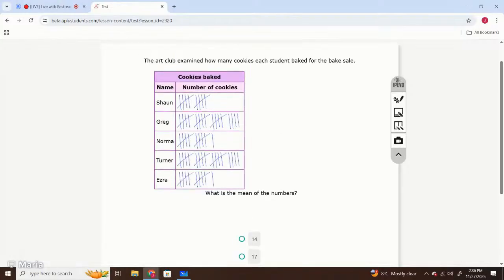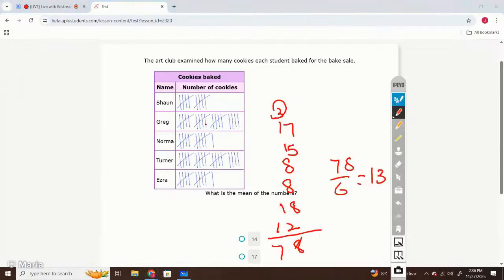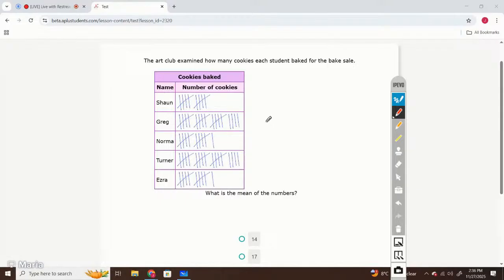The art lab examined how many cookies each baked for the bake sale. What is the mean of the numbers? 5 and 5, 10, 15, 16, 17, 18, 19, 11, 19, 11, 9, 10, 19 and 1, 20, 2, 4, 5, 6, 7, 70 divided by 5.